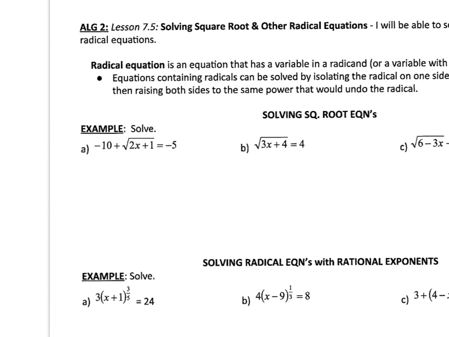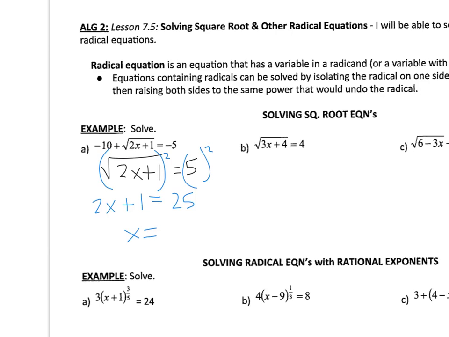When you're solving a radical equation, you want to isolate the radicand. So I'm going to first add 10 to each side. So I have the square root of 2x plus 1 equals 5. Then to get rid of the square root, I'm going to square both sides. So I have 2x plus 1 equals 25. So x equals 12.